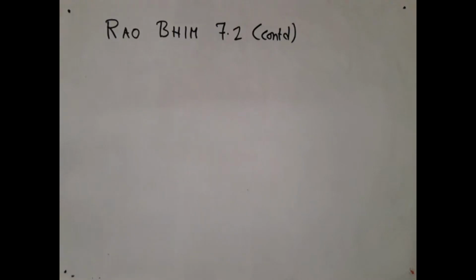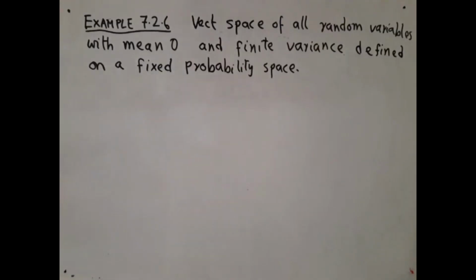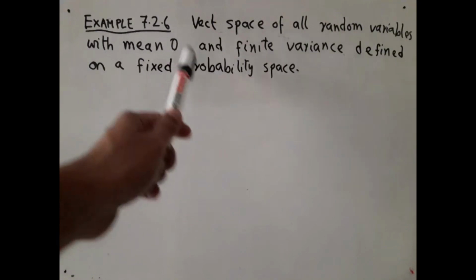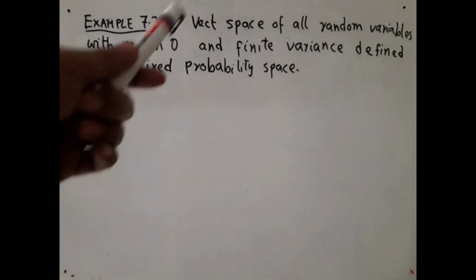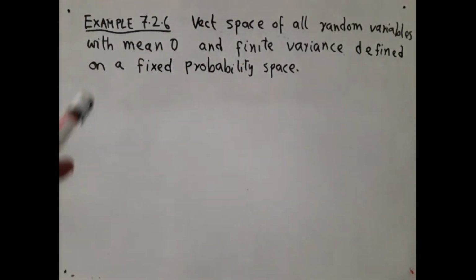We are continuing with Rao Bhim book, section 7.2. Example 7.2.6. This example looks rather scary. It talks about vector space of all random variables with mean 0 and finite variance defined on a fixed probability space.